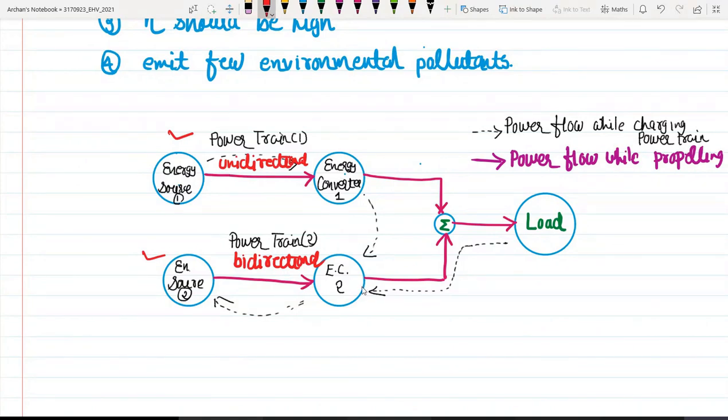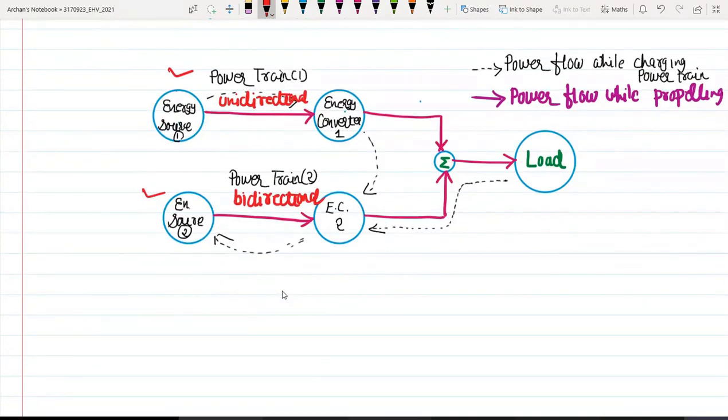Another possibility is powertrain 1 delivers the power to powertrain 2, and powertrain 2 will deliver the power to the load. This is also true. You can also work this particular way. Another is powertrain 1 will deliver the power to the load, and load will deliver the power to powertrain 2. So a total of 8 or 9 possibilities are there. In each and every possibility, our hybrid electric vehicle will work.